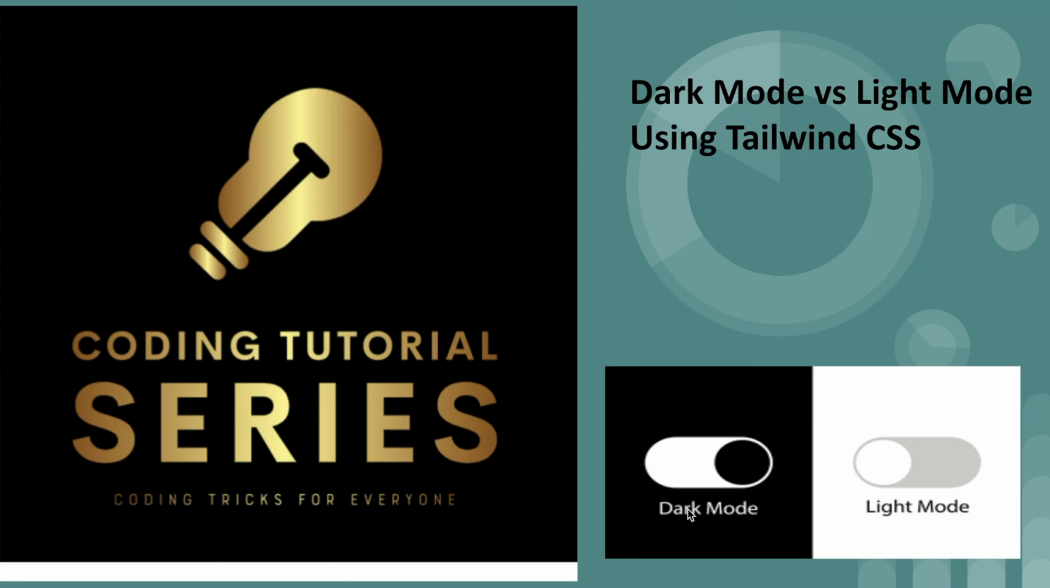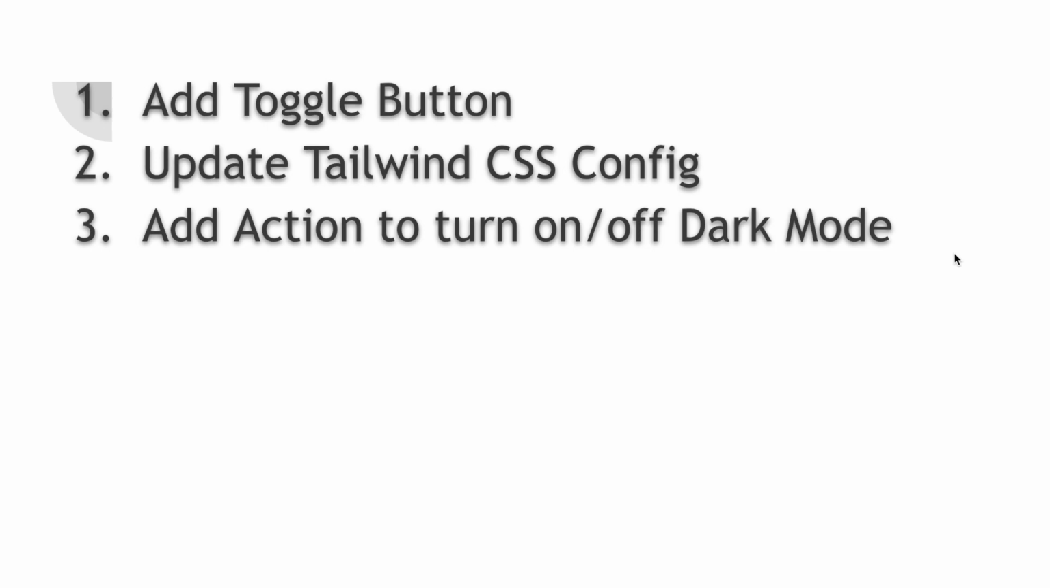In this video we will learn how to add dark mode on your website or app using Tailwind CSS. So here we are going to create 3 steps, and that way we will add the dark mode. So the first step is to add toggle button.